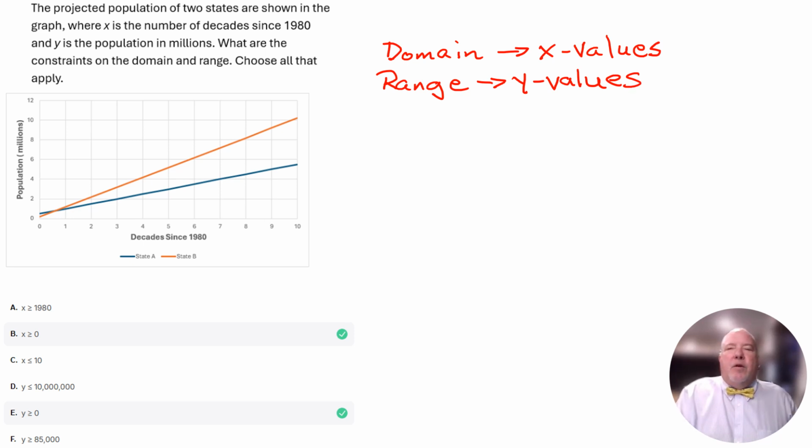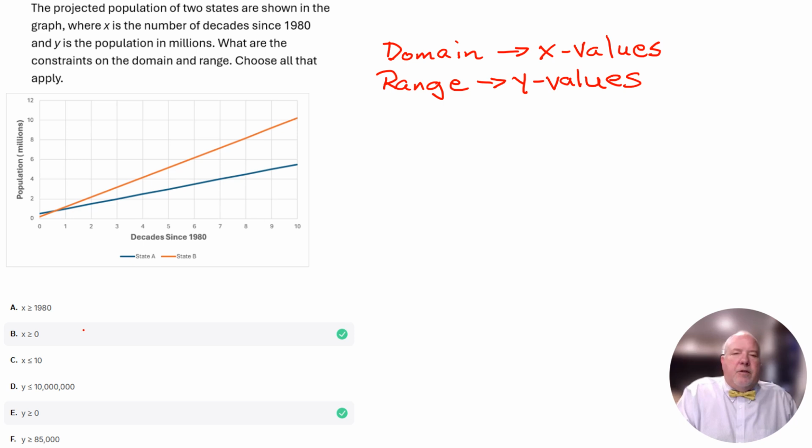So the range is the Y values. So if I want to look at my domain values, that's looking at the X values. So that's down here on the bottom axis. And I can see this is decades since 1980. It starts at 0, and it wouldn't make sense for it to be less than 0 or be negative. And then it just keeps going up, and there's really no limit on how far this could go. So the domain, the X values can go from 0 to infinity. So we would say X is greater than or equal to 0.